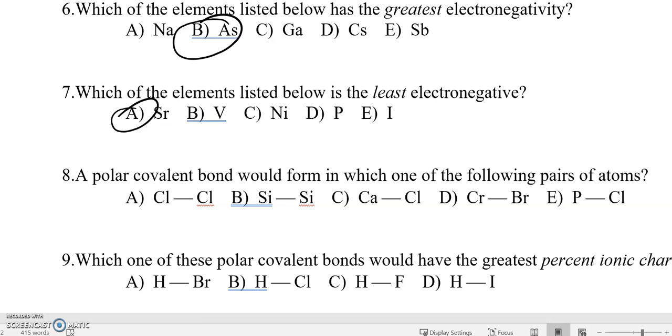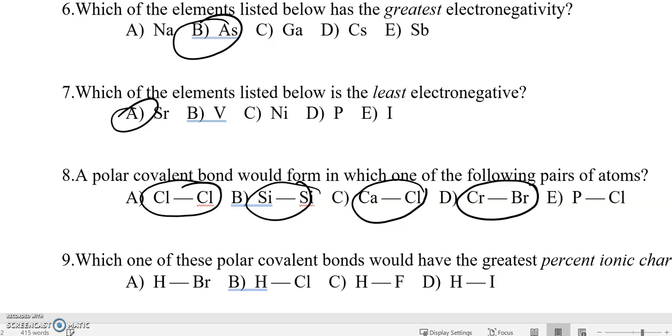Question number 8: a polar covalent bond would form in which one of the following pairs of atoms? Well, we are looking for a covalent bond, and then we are looking for a polar covalent one, right? So what would be the answer? So you have chlorine and chlorine here, silicon and silicon, calcium chloride, chromium and bromine, and then phosphorus and chlorine. So we are looking for which one is going to be polar covalent. So here the difference is 0.